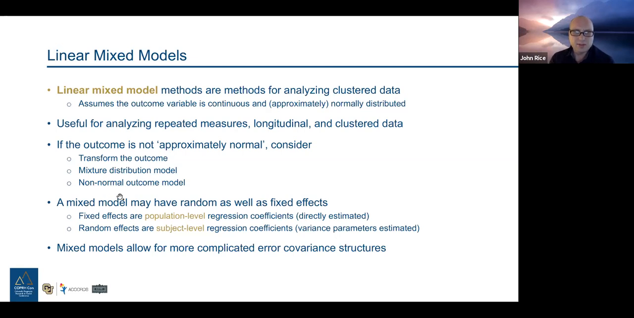So the key feature of a mixed model is that it has both fixed effects, which are the regression parameters that we're used to seeing, and random effects, which are subject level regression coefficients. So in the mixed modeling framework, we estimate these regression coefficients or the fixed effects directly. And the random effects, we only estimate their variance or their covariance parameters. So essentially, mixed models allow for a more complicated error covariance structure, which allows you to model that dependency within clusters.